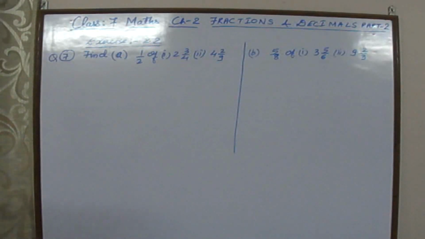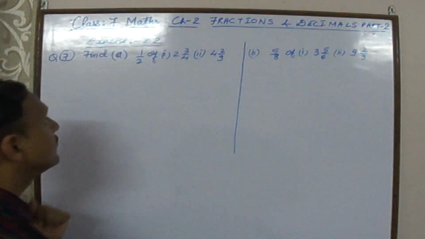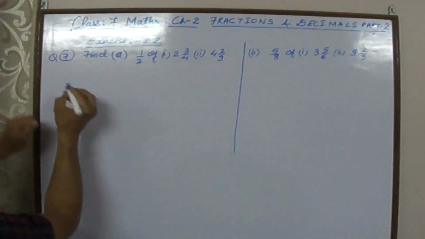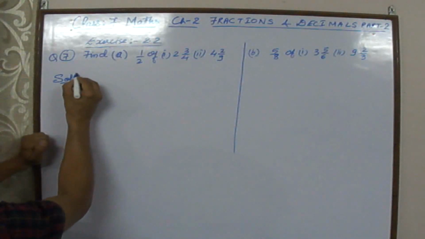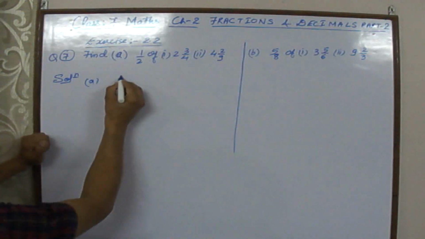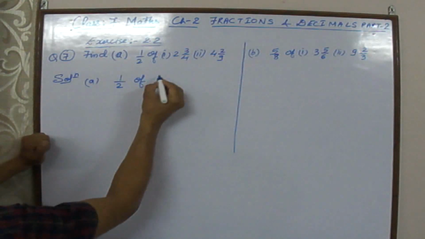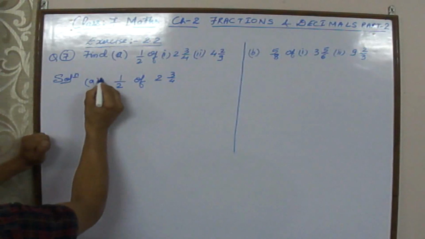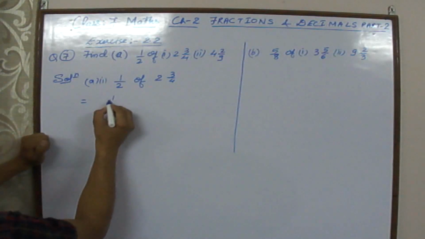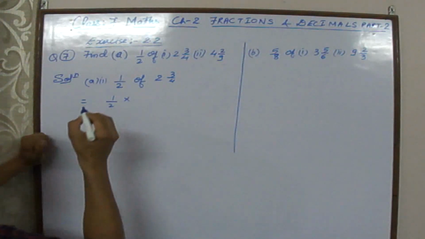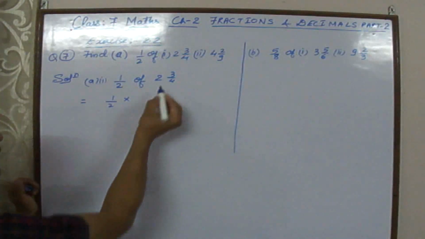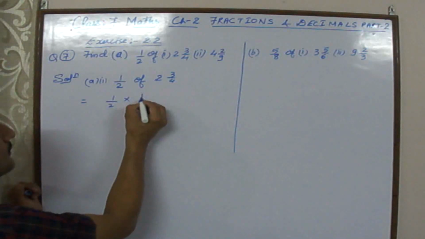Now question number 7. Find 1 by 2 of 2 3 by 4 and, second, 4 2 by 9. So let's find out. Solution. A, half of the first, which is 2 3 by 4. This is the first part. Half of, multiply: of means multiply, of acts as an operator. 4 twos are 8, 8 plus 3, 11 by 4.